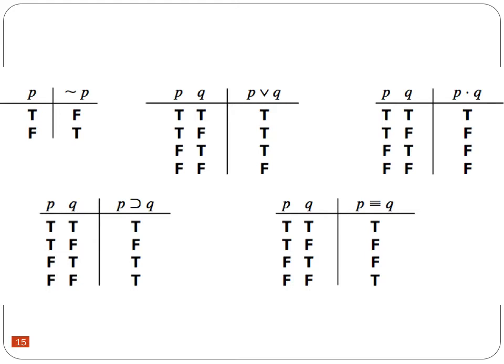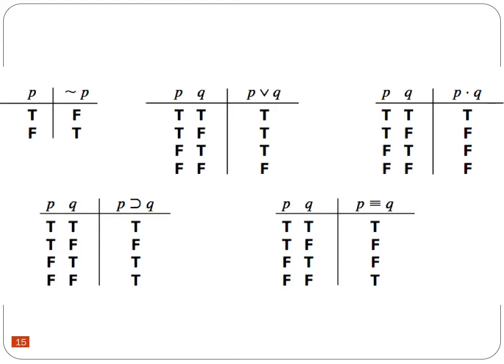For the biconditional, you want to look at both sides. If they're the same, if they're both true, like in row 1, we get a T. If they're both false, like the last row, then the statement is true. When you have the mismatch, that's when you get a false statement overall.